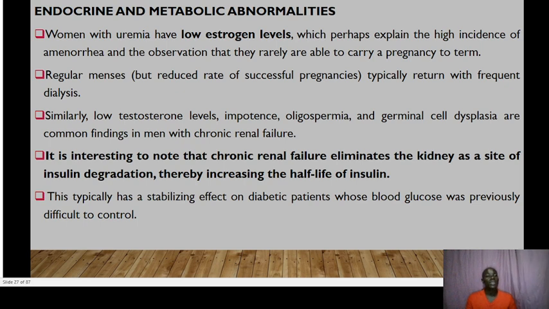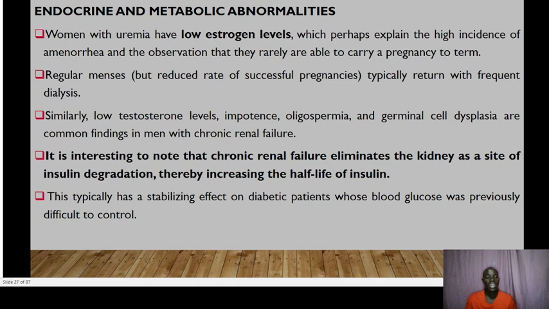The patient could also present with endocrine and metabolic abnormalities. Remember, women with uremia have low estrogen, which perhaps explains the high incidence of amenorrhea and the observation that they rarely are able to carry a pregnancy to term. It is interesting to know that chronic renal failure eliminates the kidney as a site of insulin degradation. So therefore, you may find that it has increased the half-life of insulin.